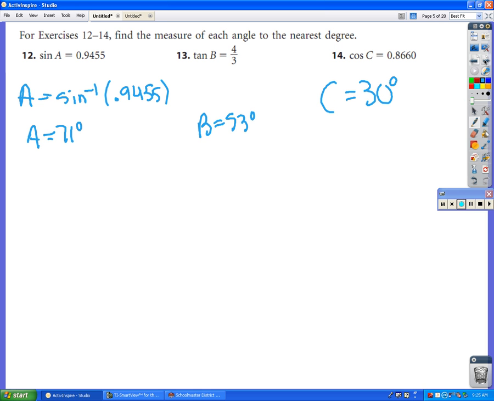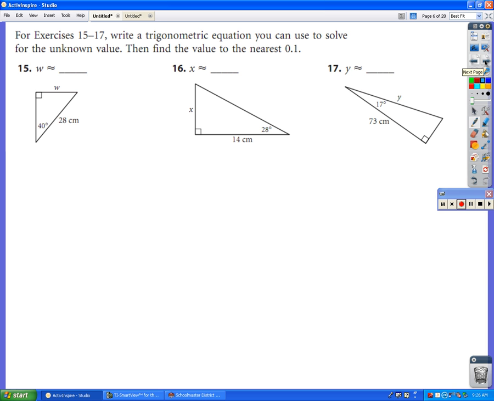Okay, all right, so now we need to put that all together to find a missing side here. So for number 15, since I'm trying to find W, and I have this angle right here, W is what side relative to that angle? Opposite. What's the 28? Hypotenuse. So which one uses opposite and hypotenuse? Sine, good. So I'm going to go sine of 40 equals the opposite side, which is W, divided by the hypotenuse, which is 28.